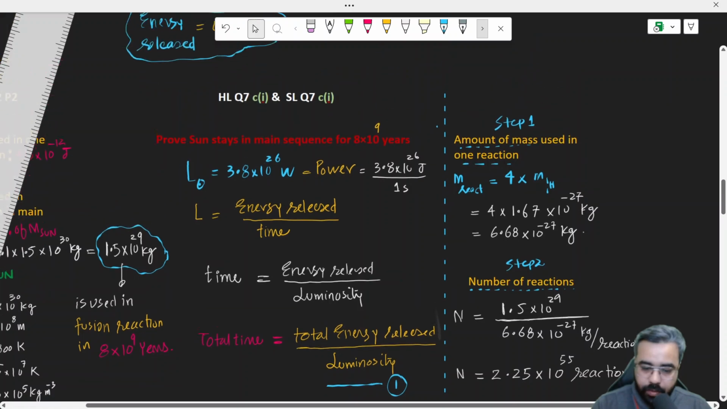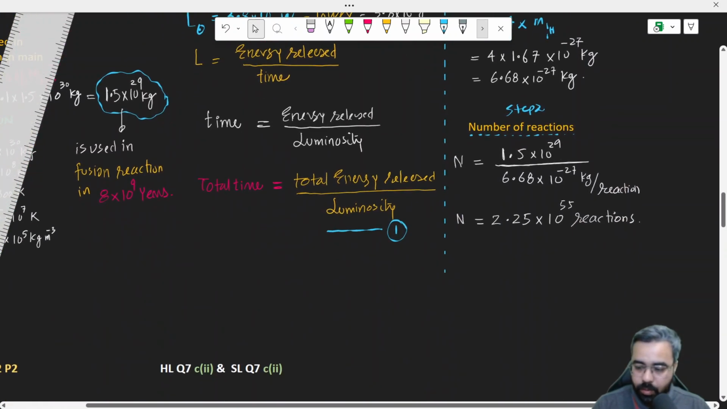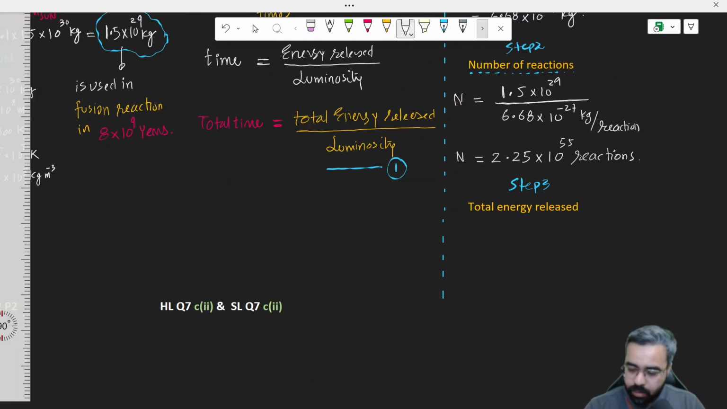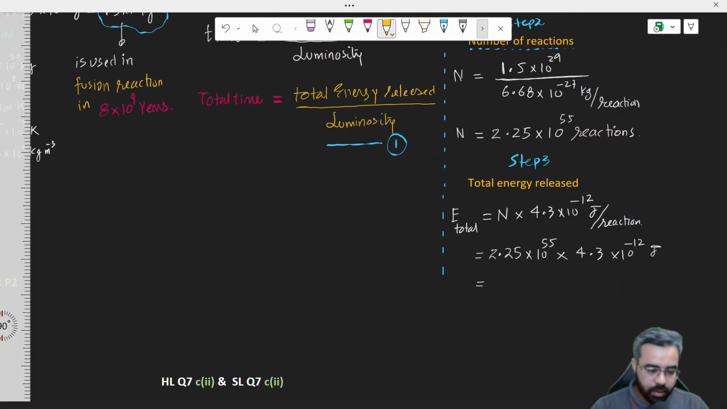So if one reaction is producing 4.3 times 10 to the power negative 12 joules, what is the total energy released? That would be our step number 3. Yes, the total energy released must equal n multiplied by 4.3 times 10 to the power negative 12 joules in one reaction. You can find the total energy released this way. The answer, which I calculated, is 9.68 multiplied by 10 to the power 43 joules. This is the total energy released.